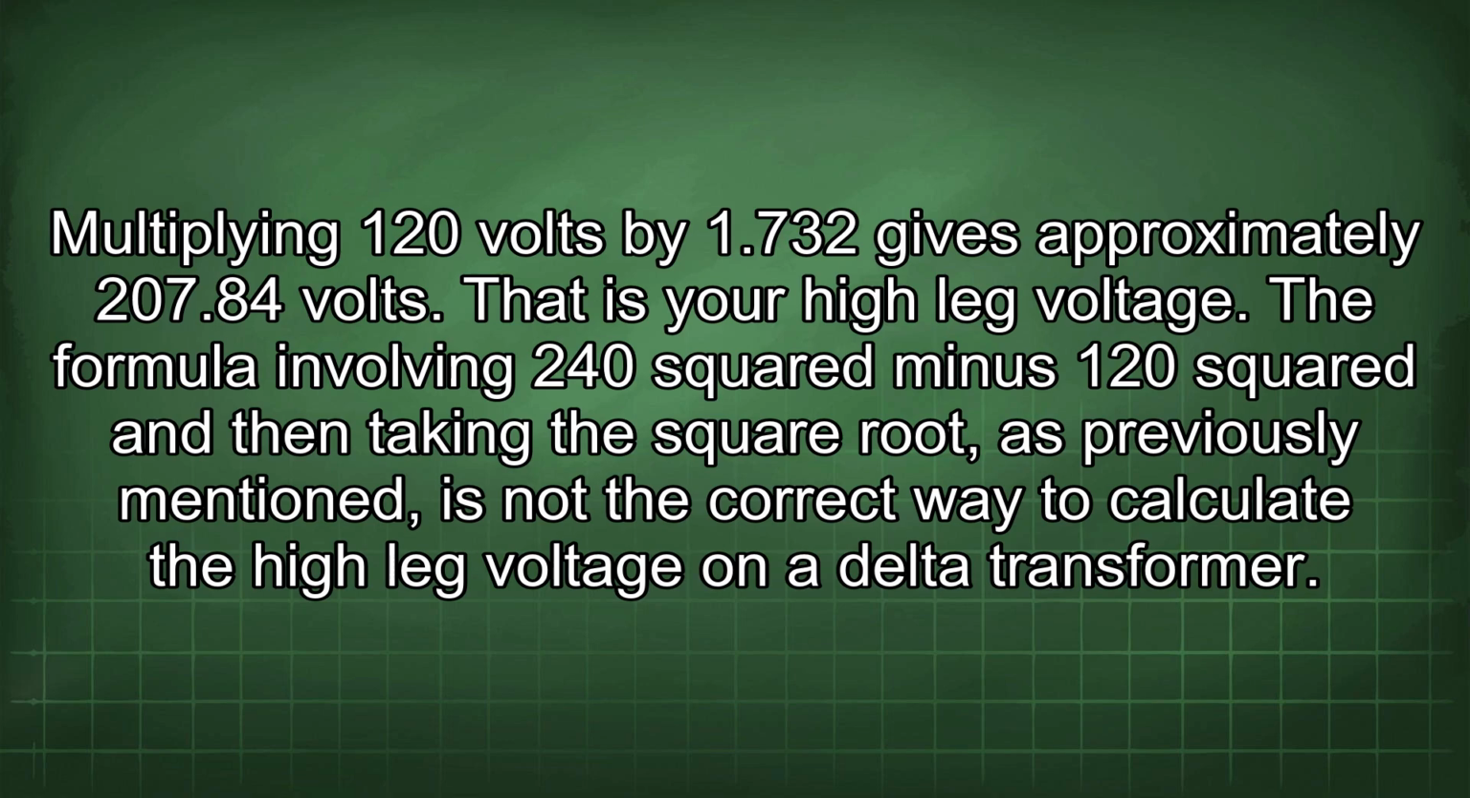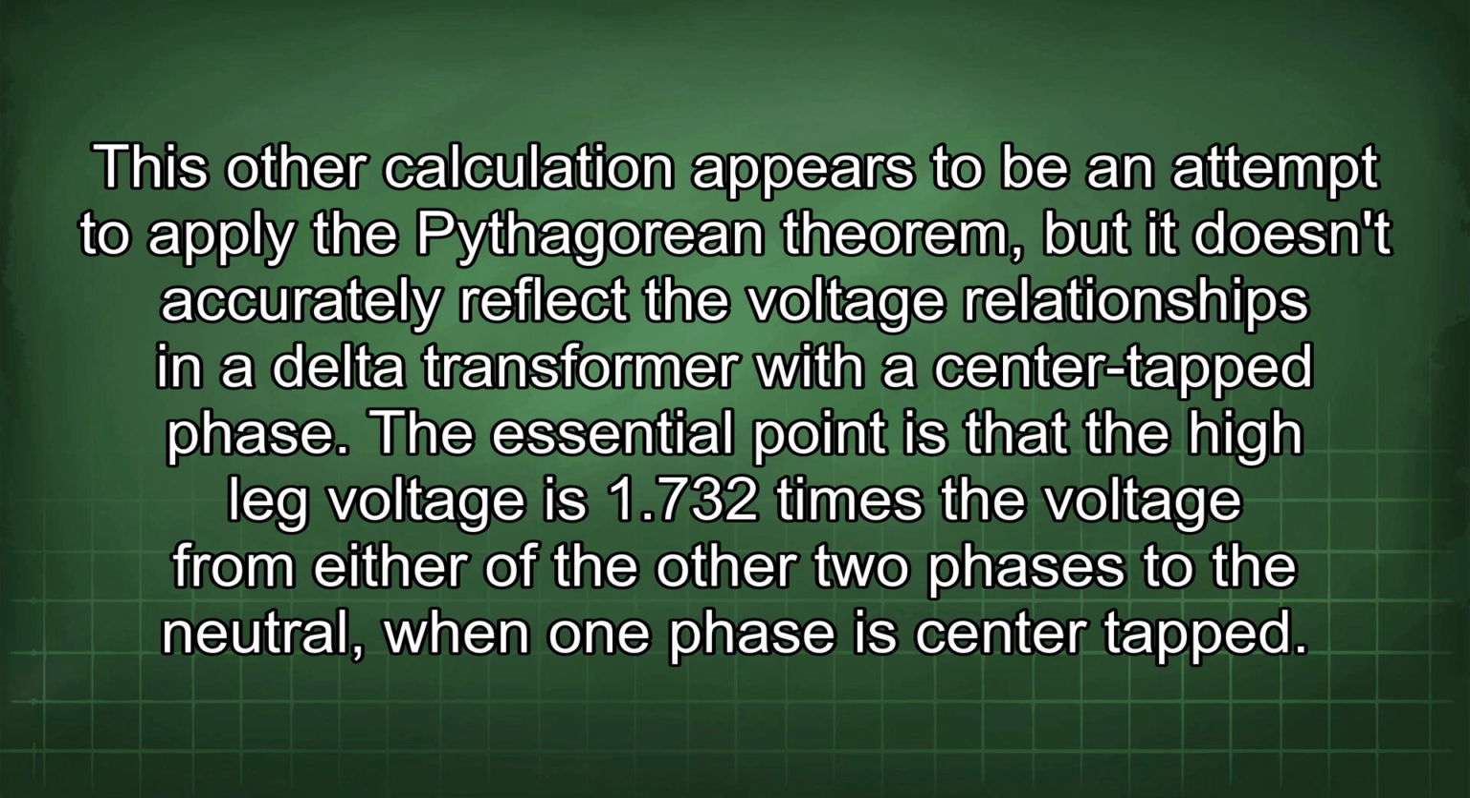The formula involving 240 squared minus 120 squared and then taking the square root, as previously mentioned, is not the correct way to calculate the high leg voltage on a delta transformer. This other calculation appears to be an attempt to apply the Pythagorean theorem, but it doesn't accurately reflect the voltage relationships in a delta transformer with a center tap phase. The essential point is that the high leg voltage is 1.732 times the voltage from either of the other two phases to the neutral when one phase is center tapped.